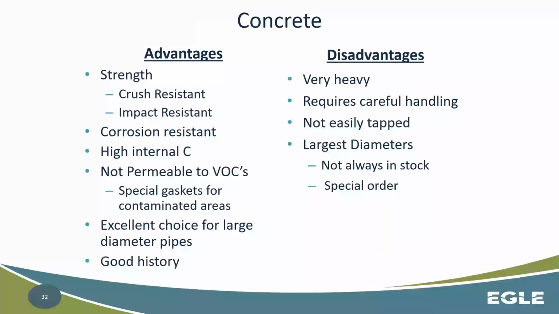So concrete, here's some advantages, disadvantages. Again, strength, obviously, especially when they're reinforced with steel and things like that. So they have high crush resistance, high impact resistance, things like that. They're corrosion resistant because they're not really talking metal. Fairly high internal C. Again, maybe not as high as your PVC or your HDPE, but relatively pretty high. Not permeable to VOCs, which is always positive, but per usual needs a special gasket for contaminated areas. Excellent choice for large diameter pipes, and obviously has a very good history.